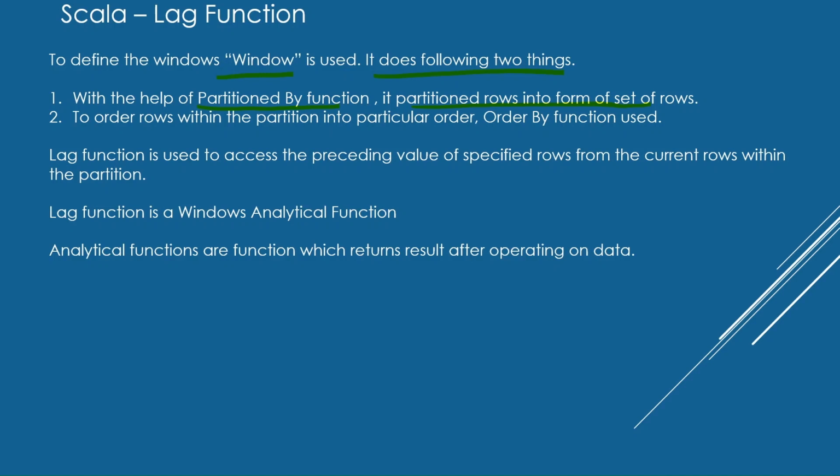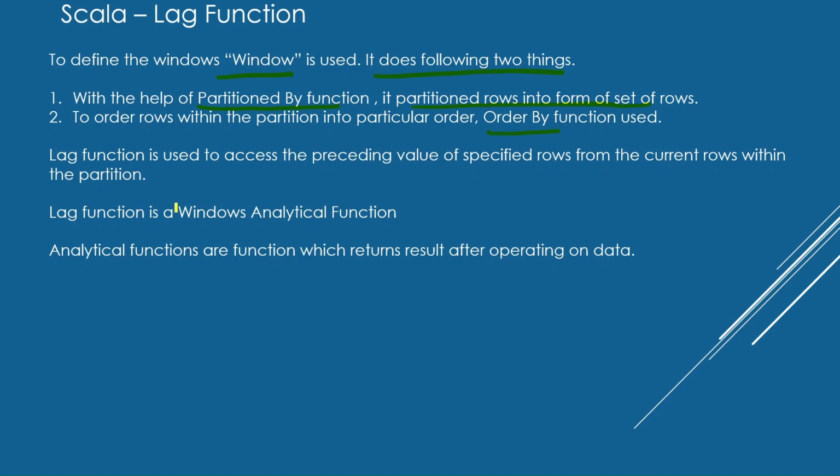Once the partition gets created based on a particular column, how will the data be organized in that partition? We define the organization of the data in that partition with the help of the orderBy function. The orderBy function arranges the data in the window partition in either ascending or descending order. If we do not provide any ordering, Spark takes ascending order, because ascending is the default ordering in orderBy.